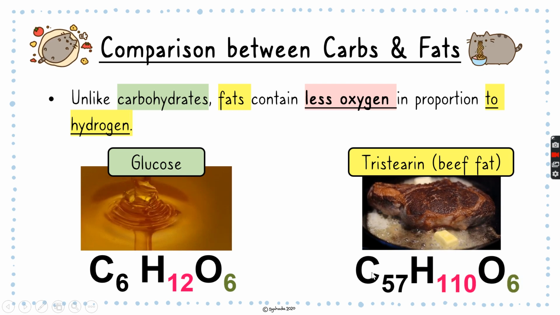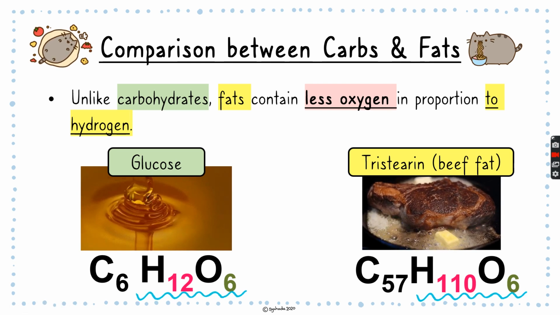For triglycerin, you have C57, H110, and O6. You can see that the oxygen is much less than the hydrogen. This is 2:1, but this is much lower right here. So look at those two right there, and you can see that is the main difference between carbohydrates and fat.